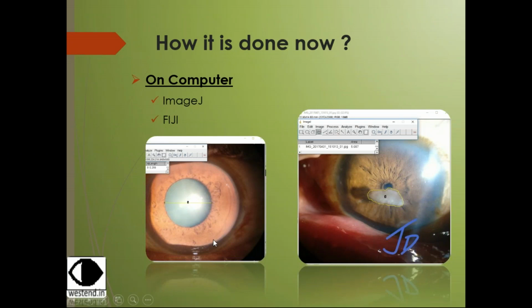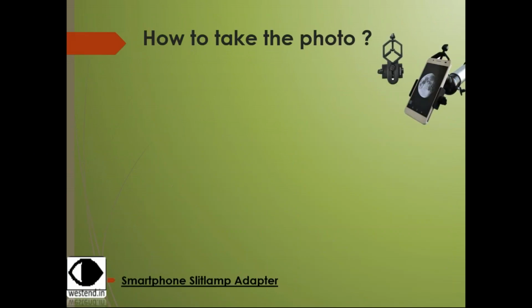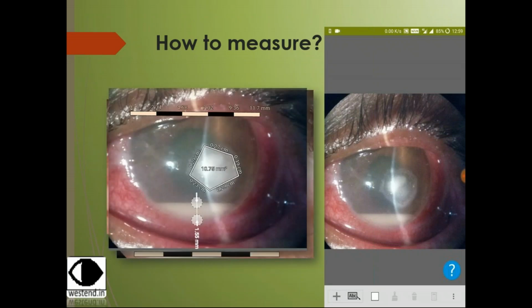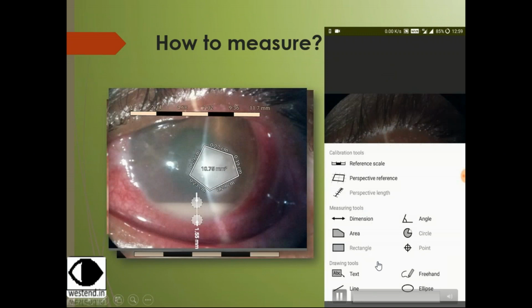Draw a reference marking. So if you know the white to white diameter of the cornea, you can reference that, and then do all sorts of measurements, including areas, lengths, angles, even brightness differences, using these softwares. So these are the best on the computer. But on the smartphone, you can do the same thing using this particular app, which is called ImageMeter.